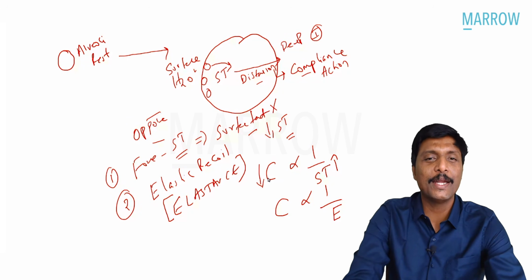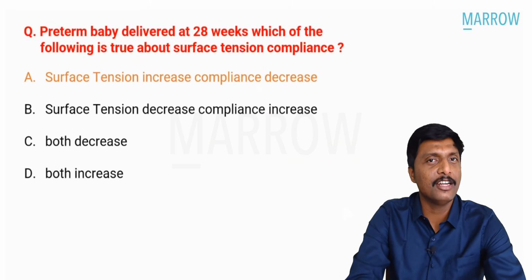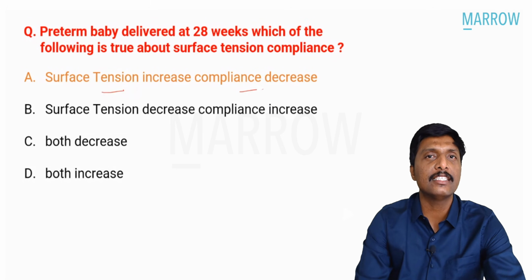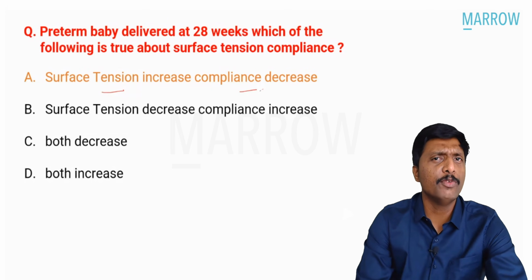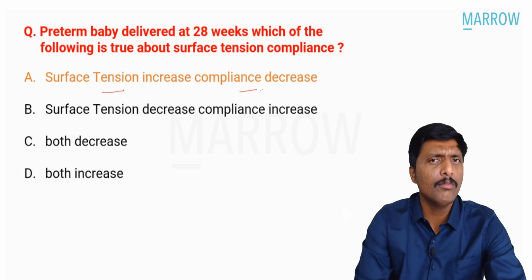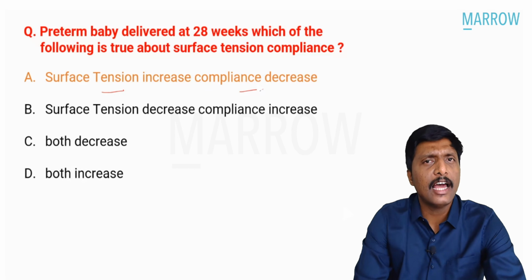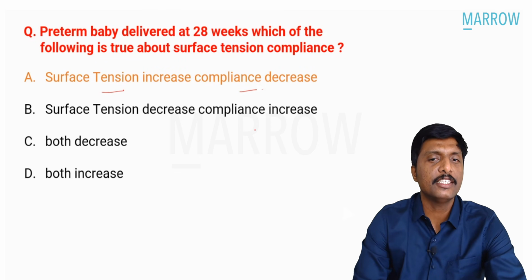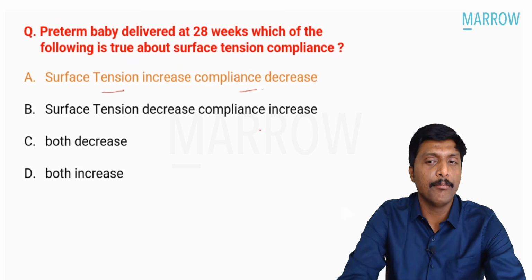With this idea, let's look into the question. Preterm baby, surfactant deficiency, obviously. Surface tension will increase, compliance will decrease. Eventually, that alveoli will collapse, which we don't want. We usually treat these preterm babies with surfactant. There are very good treatments available now, but remember, we won't let the alveoli collapse. We have treatment capabilities these days. But concept-wise, remember, surface tension increases, compliance decreases in this preterm baby.